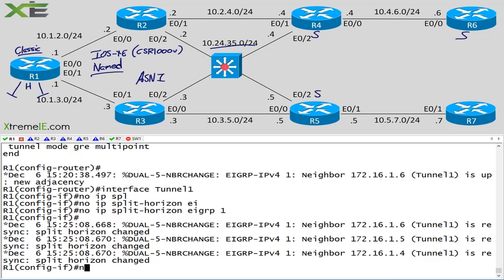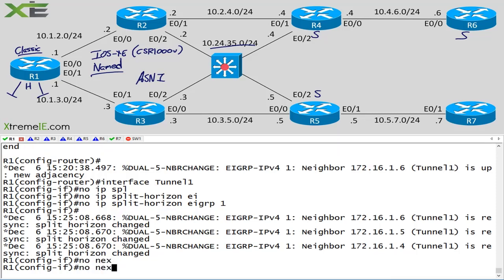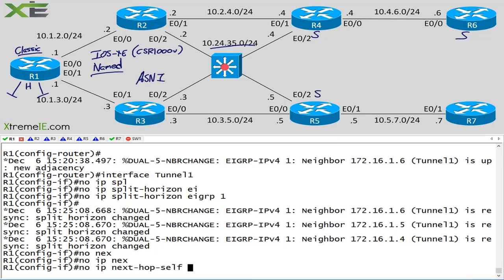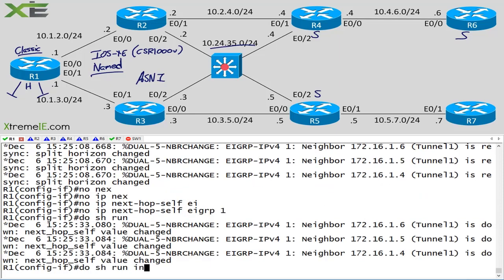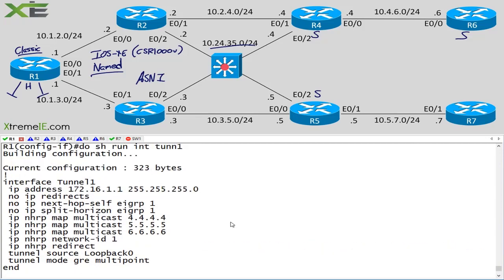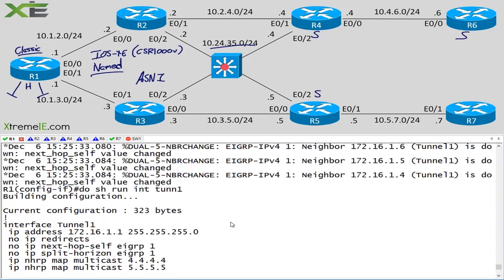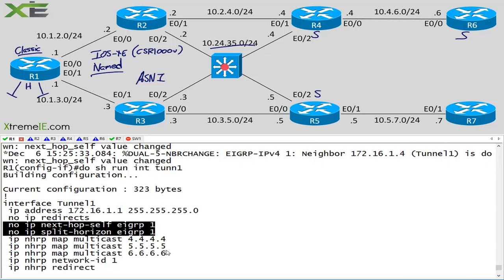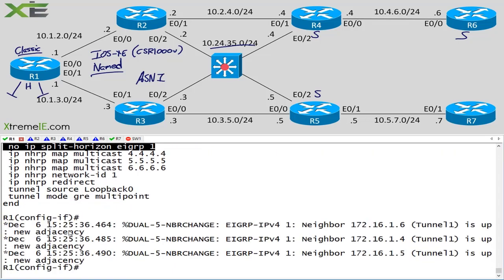So next thing I'm going to do is say no ip next-hop-self eigrp 1. I always do that. So let's do show run interface tunnel 1. Now, like I said, we're currently running classic mode in EIGRP. The minute we convert classic mode to named mode, it's almost less typing for me because EIGRP will automatically convert these commands under the interface into named mode for me. So let's do show run section router eigrp.